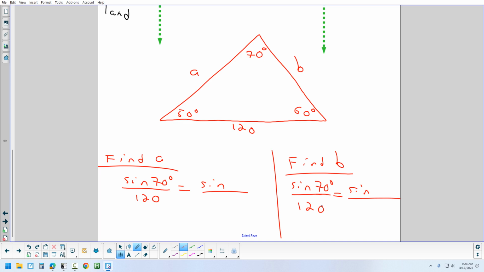So I got the left side set up. What's going to go on the right side to find A? Sine 60 over A. And to find B? Sine 50 over B. Once you get the diagram done, I think that's the hardest part, just trying to lay everything out and understand where the triangle is. And then solving it, once you know the triangle, it's pretty straightforward.